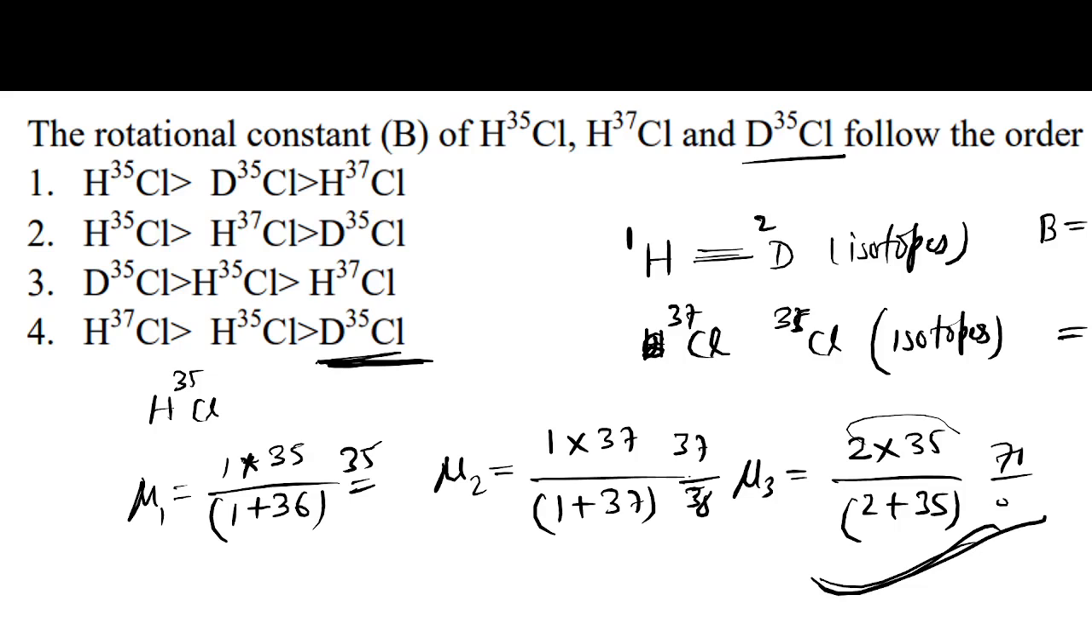Yes, sir. So which option will it be? There are two options which have lower rotational constant. 37/36. D or B? B will be the correct answer. B. Yes. Okay.